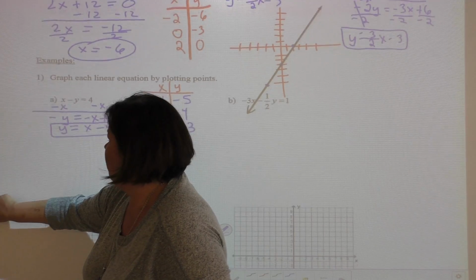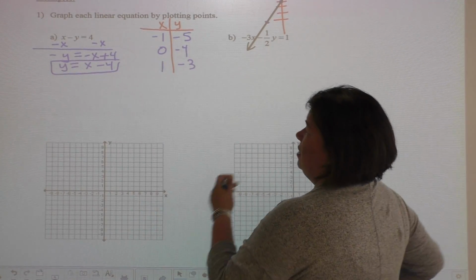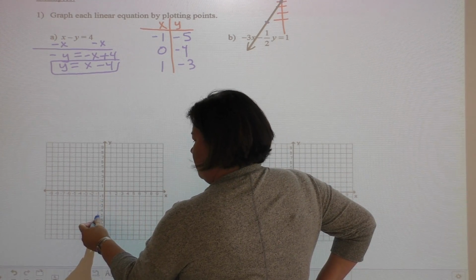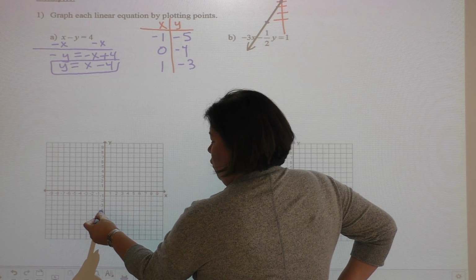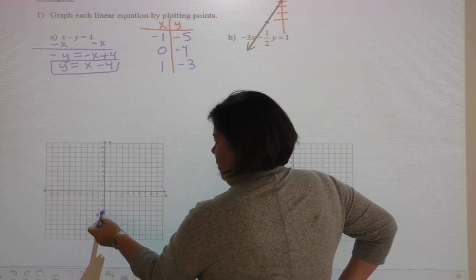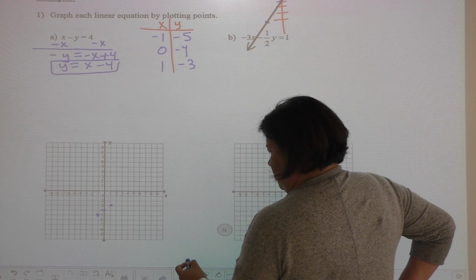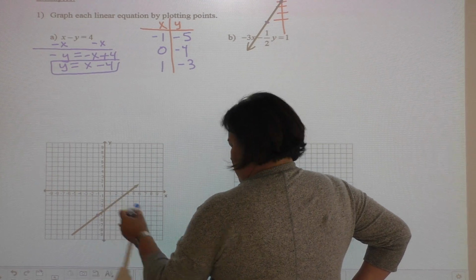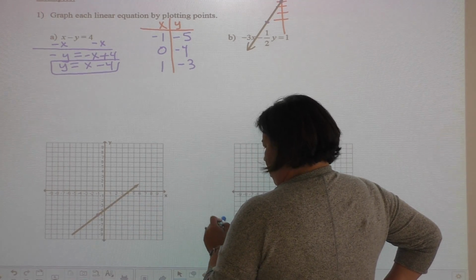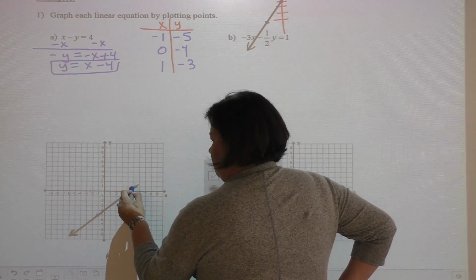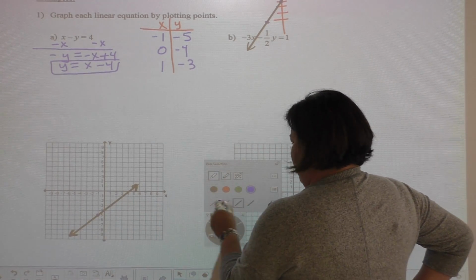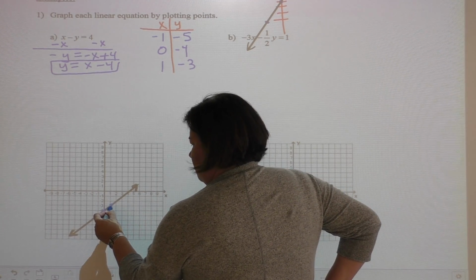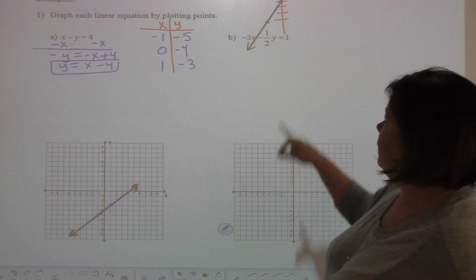So here we actually have a graph that goes with this equation. I'm going to plot negative 1 comma negative 5, 0 comma negative 4, and 1 comma negative 3. And again, just draw your line, making sure you pass through all the points, and you put your arrowheads in all the directions. And that's it. And now if you can't see those points, just make them a little darker. There we go.